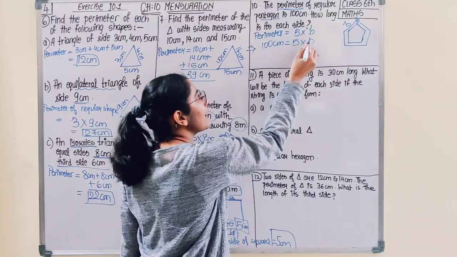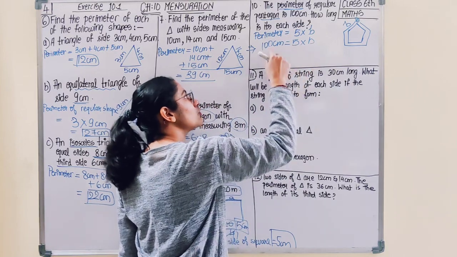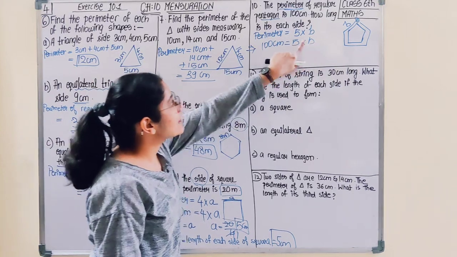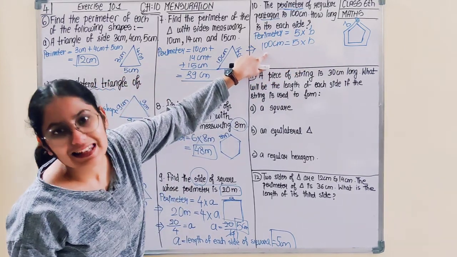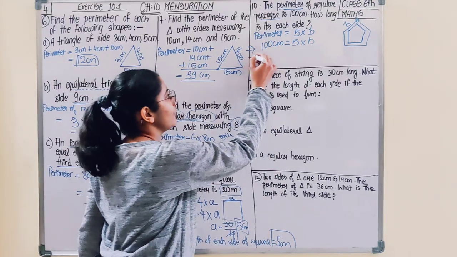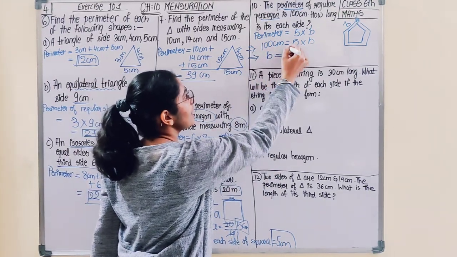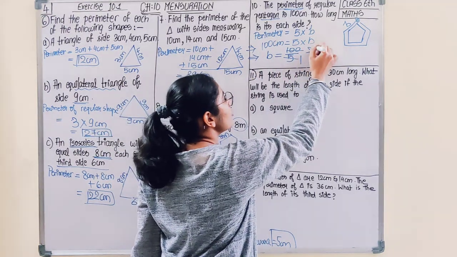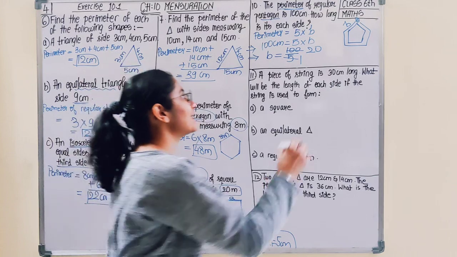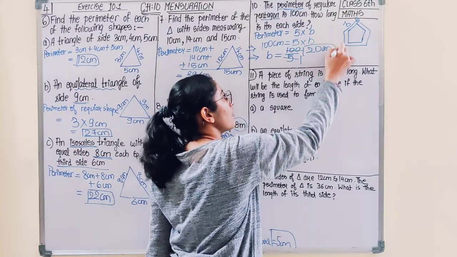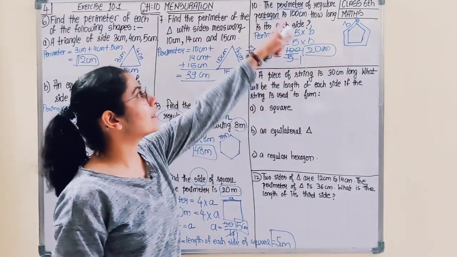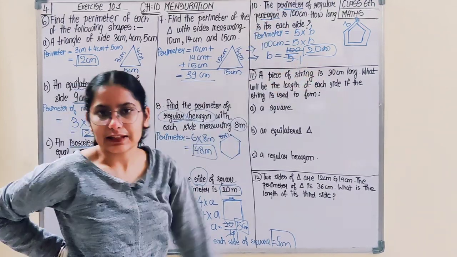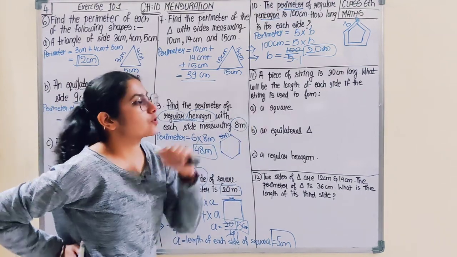Here 5 is multiplying with B. If I want to take this 5 to this side so that I can get the value of B, here it is multiplication. When I move this towards left hand side, it would be dividing. I can write like this, B is equal to 100 by 5. So 5 twos are 10, 20 centimeter. So the length of each side of the given regular pentagon is 20 centimeter. Clear? Moving down to next question.